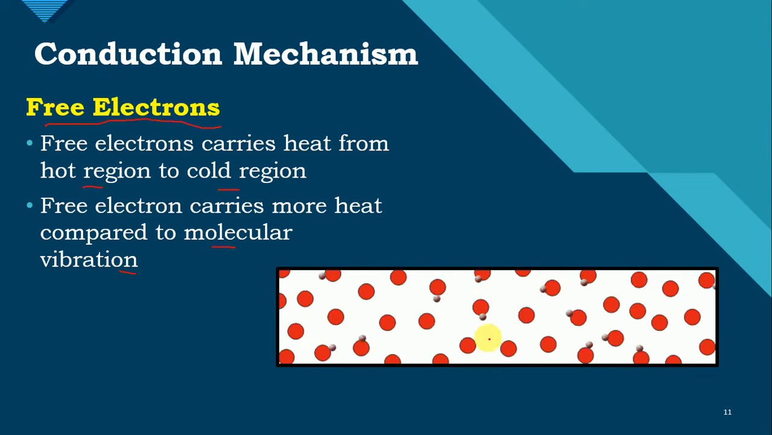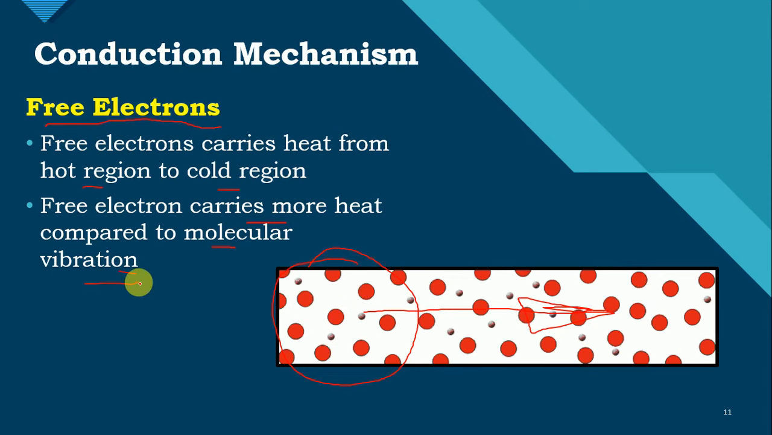So let's consider this as an animation once again. The bigger red color dots that you are observing are the molecules, and the small dots which are moving are called electrons. You can see that the electrons are moving, but the molecules are not moving. If this particular part is heated, the electrons from this region will move to the other region, carrying heat along with them. So you have to remember that electrons can move but molecules cannot move. And here we have written that free electrons carry more heat compared to molecular vibration.